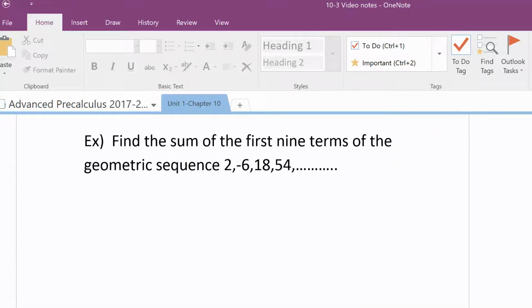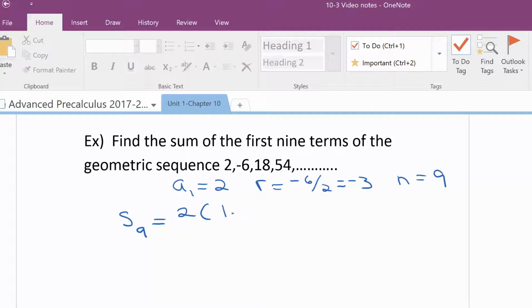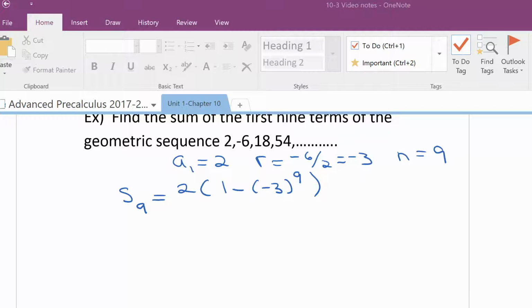So the first question says, find the sum of the first 9 terms of the geometric sequence. Notice the first term is 2. The ratio is -6 divided by 2, which is -3. And there are 9 terms. So the sum of the first 9 terms would be the first term times 1 minus -3 to the 9th over 1 minus -3.